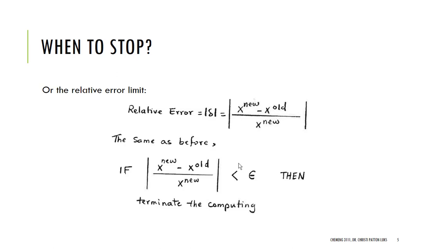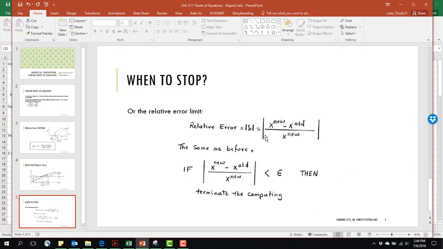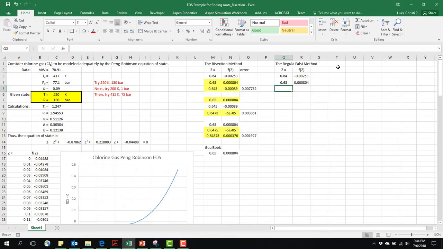Now on this, we still want to know when to stop, and we're going to again use relative error limits. So I'm going to be looking at my x values and comparing those to determine when I'm ready to stop my computation. So let's now move to Excel.